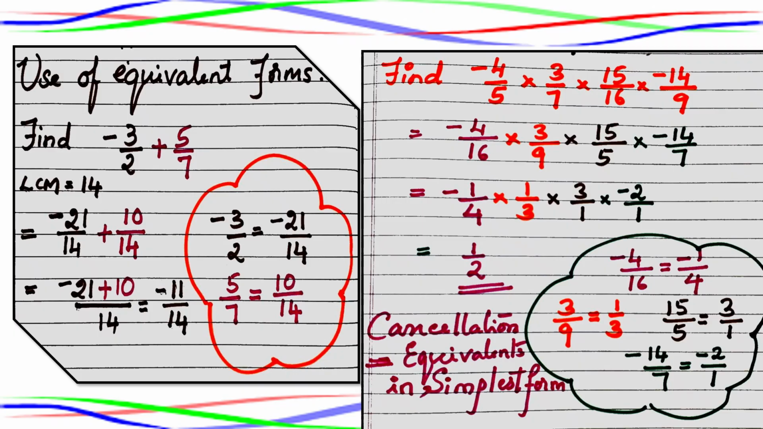So it is important to note that minus 3 by 2 was the given rational number, and when I am adding it, I wrote the equivalent form of minus 3 by 2 as minus 21 by 14, and 5 by 7 was given. I wrote the equivalent form of 5 by 7 to add, and I wrote it as 10 by 14. So it means I didn't change the numbers given. By taking LCM, I wrote the equal form of 5 by 7 as 10 by 14, so that it is easy to add.